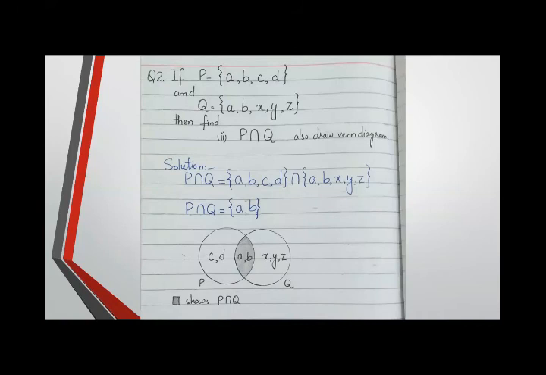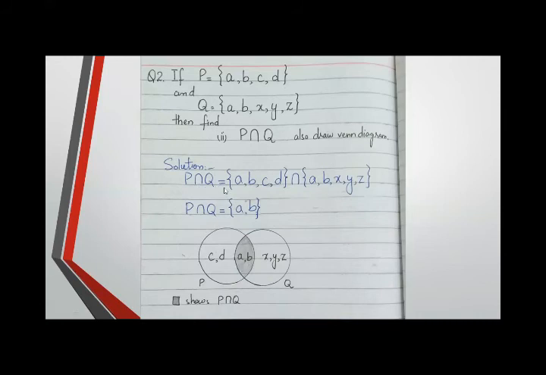Now the same question, but it is solved for the intersection. Okay, if we have a set P equals A, B, C, and D, which is the previous question, students, and set Q equals A, B, X, Y, and Z, then we find, as the second part of our question, P intersection Q and also draw the Venn diagram. Now students, here we start our solution and we write P intersection Q.